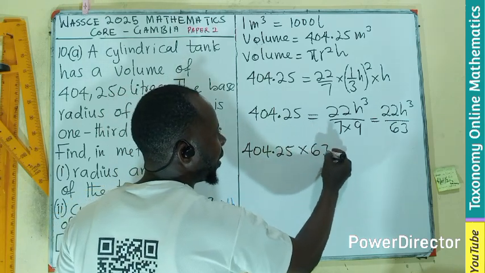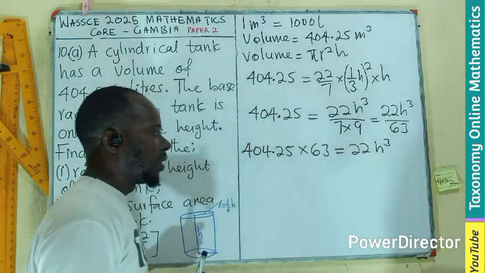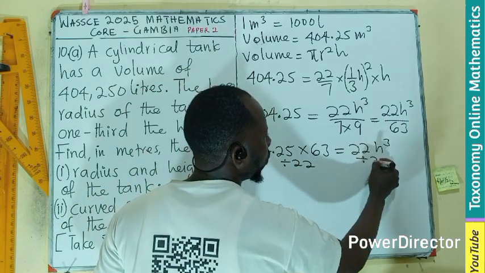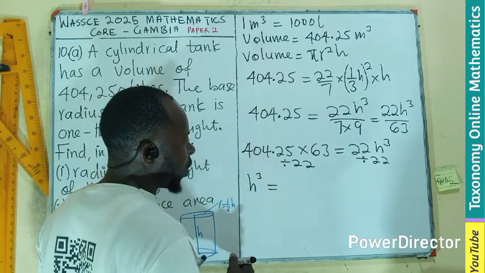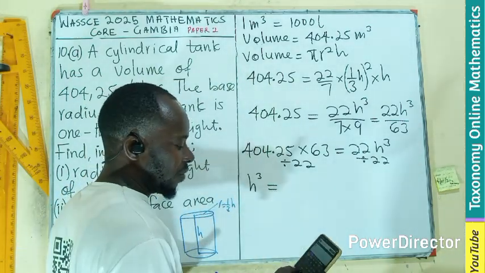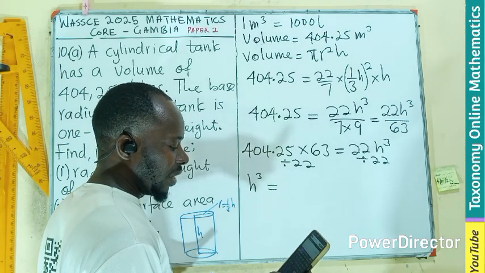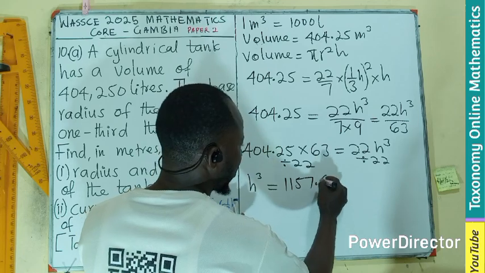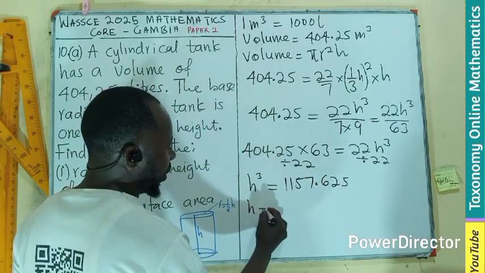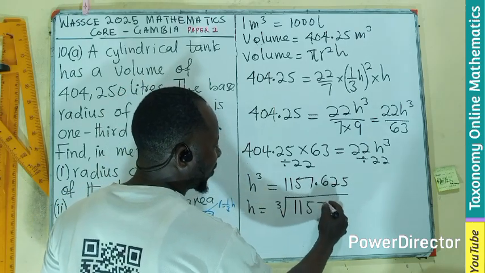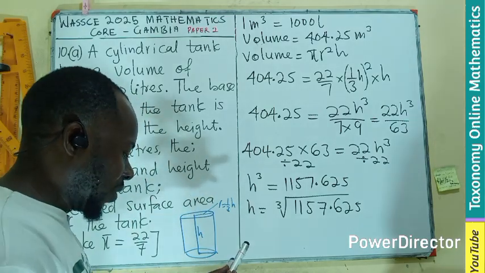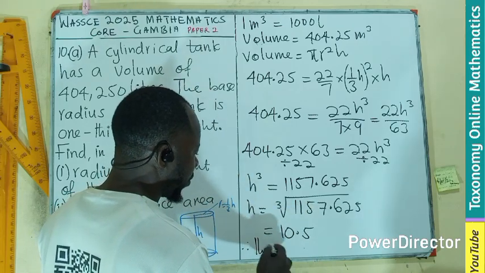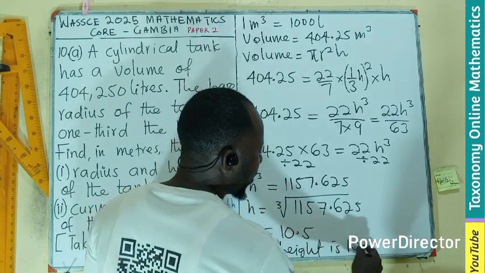Alright, so here I am going to multiply through by this denominator, which will give me 404.25 times 63 equals 22 h to the power 3. So we divide both sides by 22. So your h cube will just be equal to, can we divide that directly and see? If I have 404.25 multiplying 63 and the result is divided by 22, we should be having 1157.625. But attention is on h, so h equals the cube root of 1157.625. We can do that on our calculator, and that should give you 10.5. So therefore, the height is going to be 10.5 meters.